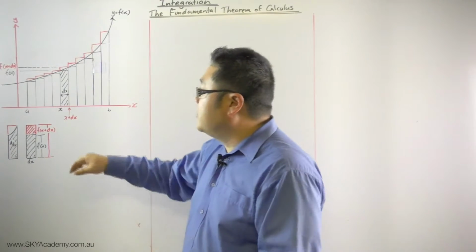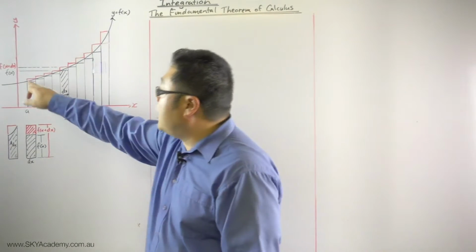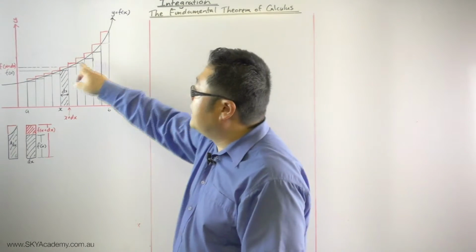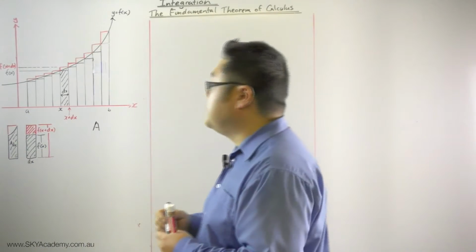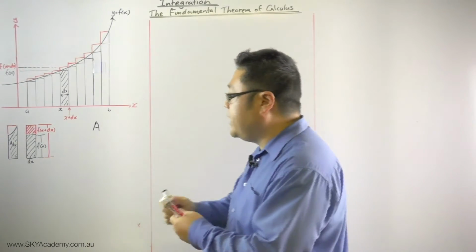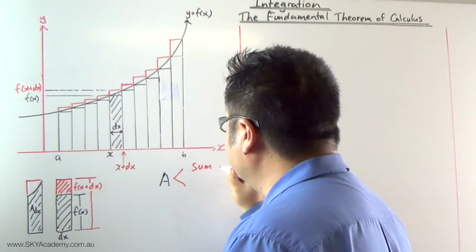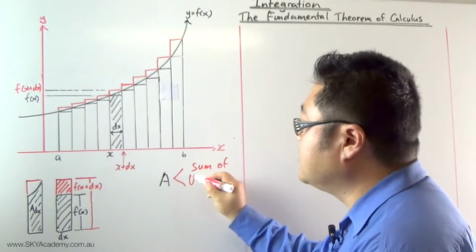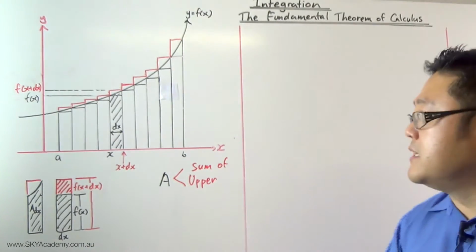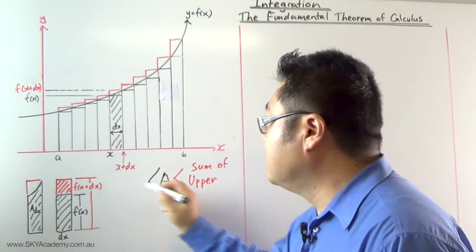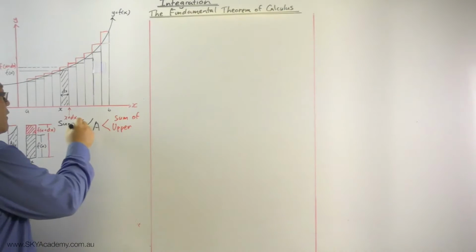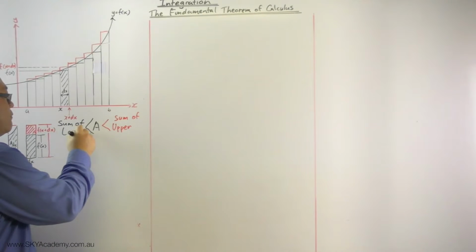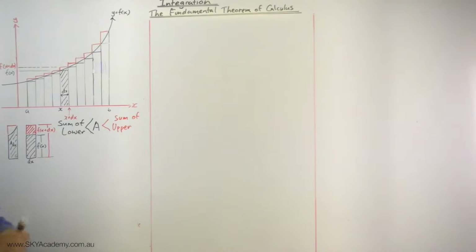So basically, what I want you to notice is that the whole area under the curve, let's call that area A, is going to be somewhere in between the sum of the upper rectangles and the sum of the lower rectangles. Does that make sense? All right, cool.